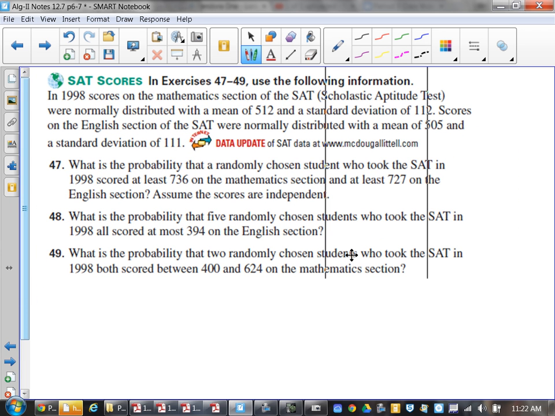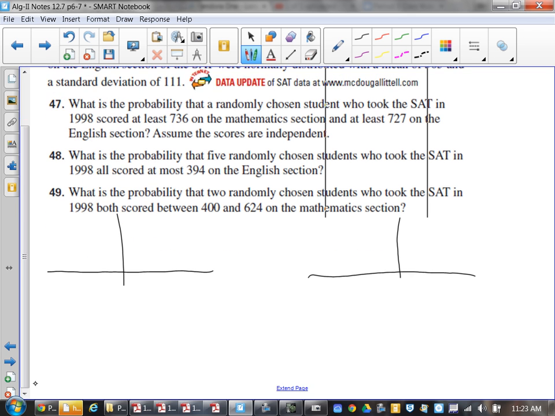All right, so you have randomly chosen students who took the ACT or the SAT, scored at least a 736 in math and at least a 727 on English. The scores are independent. So what you're going to do is find the probability of the math and multiply it by the probability of the English. So you're going to have to draw out 2 separate graphs. That's math and English.